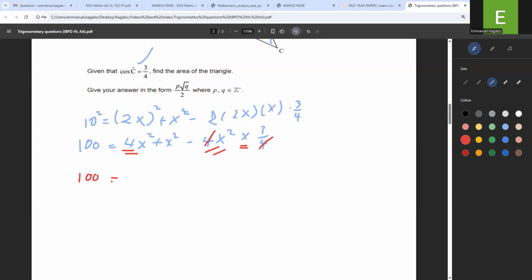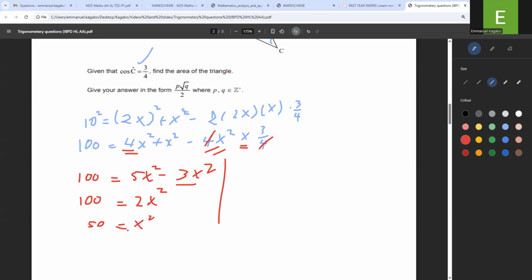100 equals 5x squared minus 3x squared. Are we together here? I hope you can see that one. So what do I get? I'll get 100 equals 2x squared, okay? Now, divide by 2 everywhere, I'll get 50 equals x squared.